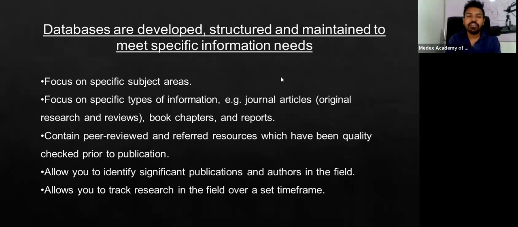You can identify publications in the field also, because the database related articles are there. Right. It allows you to track research in the field over a set time frame. Filtering accessibility is there. So if you want articles from within the last 5 years, you can just search within 5 years of articles. The ability will be there. Specific databases. Okay. Any question?